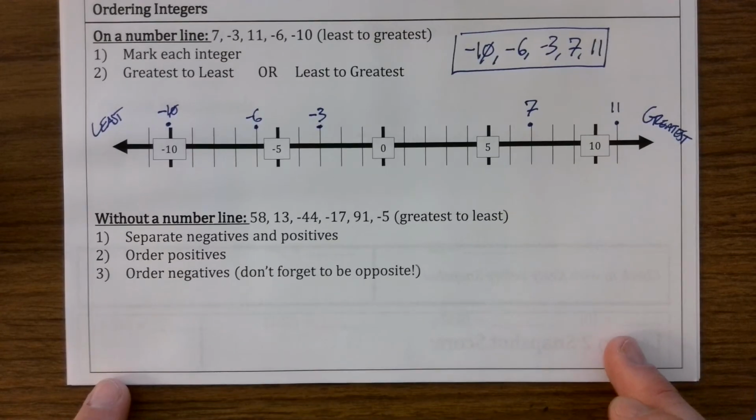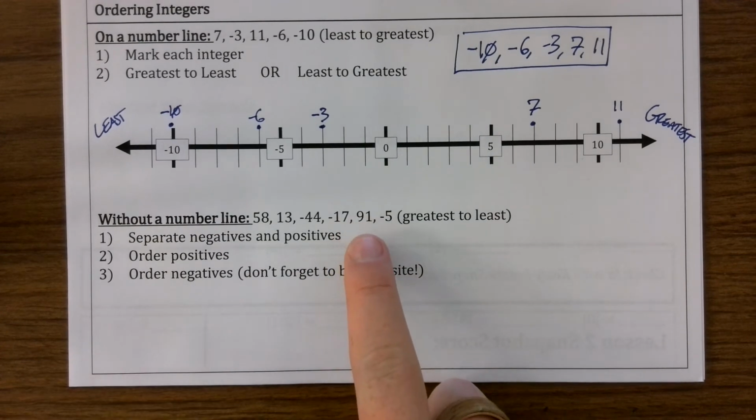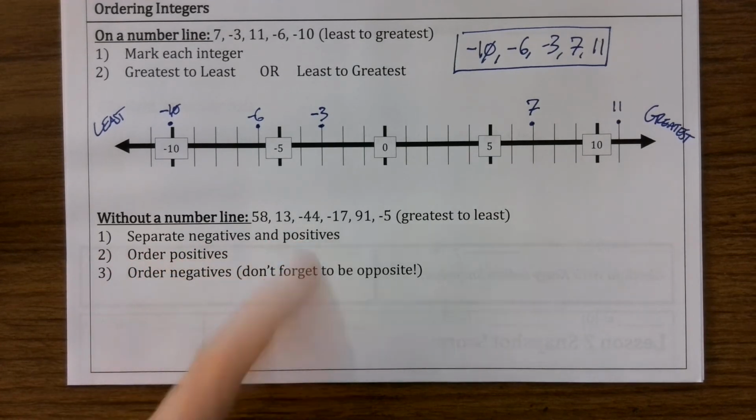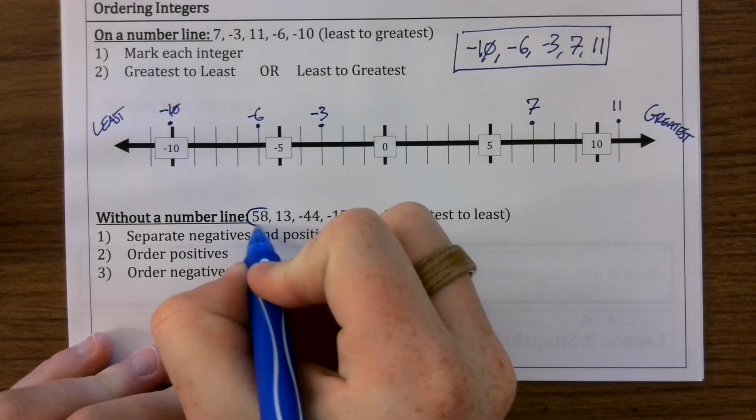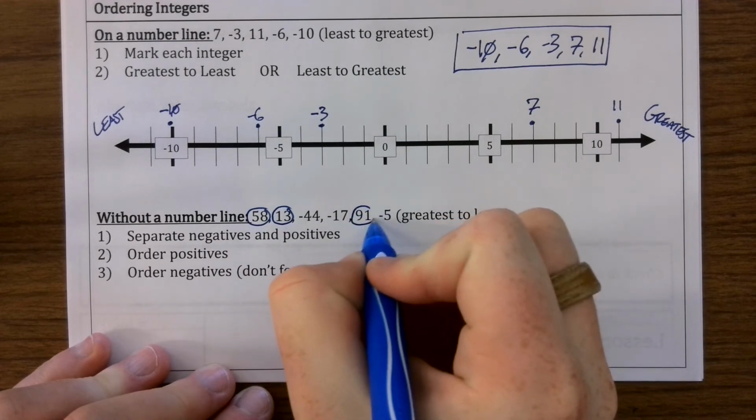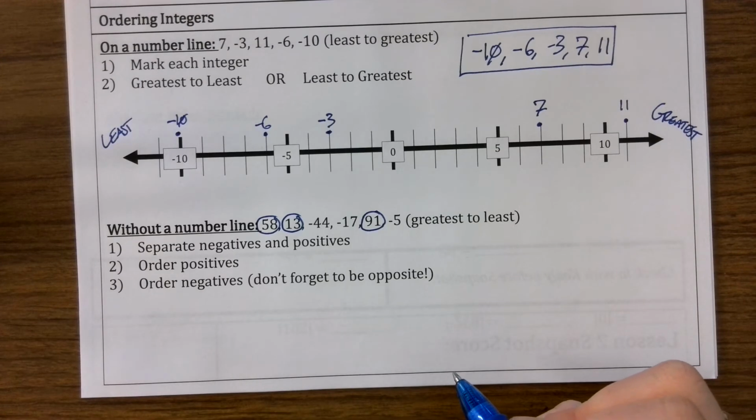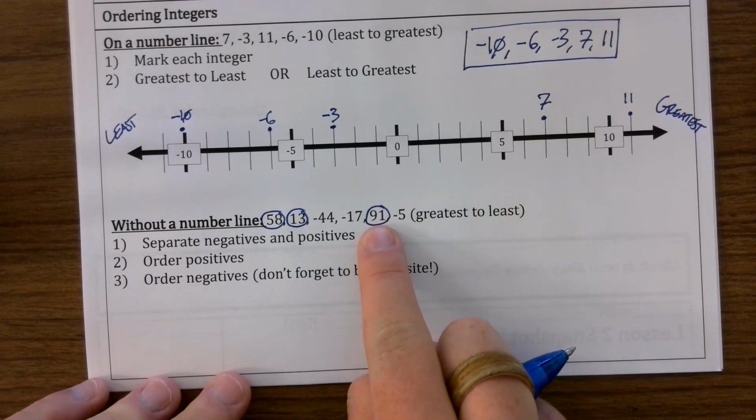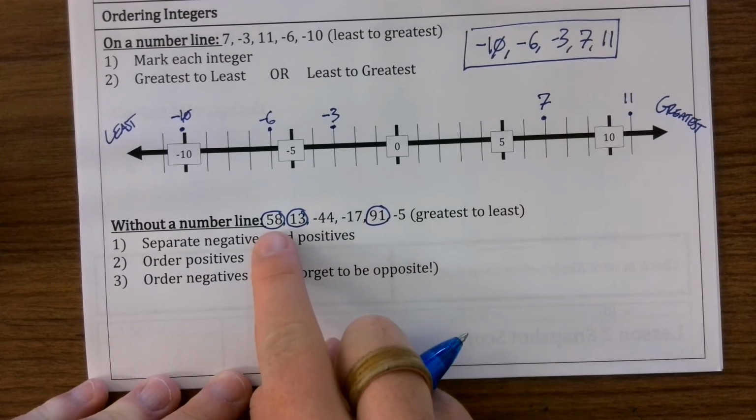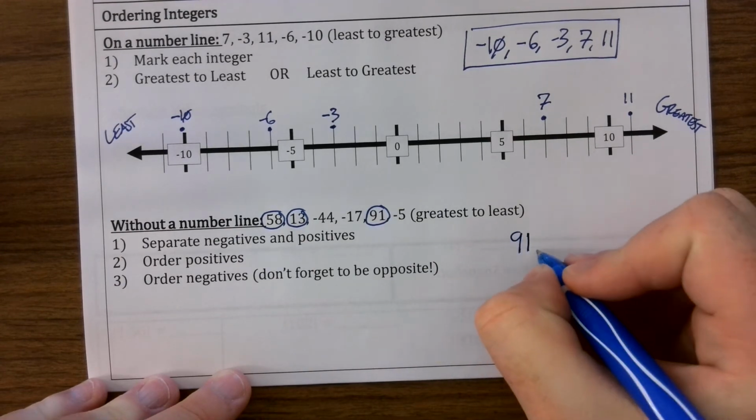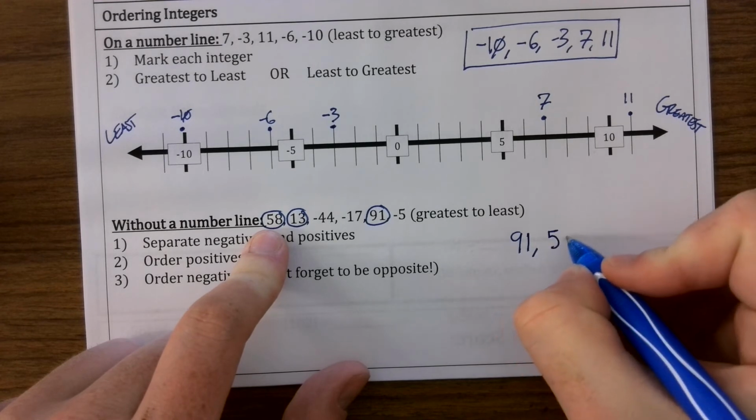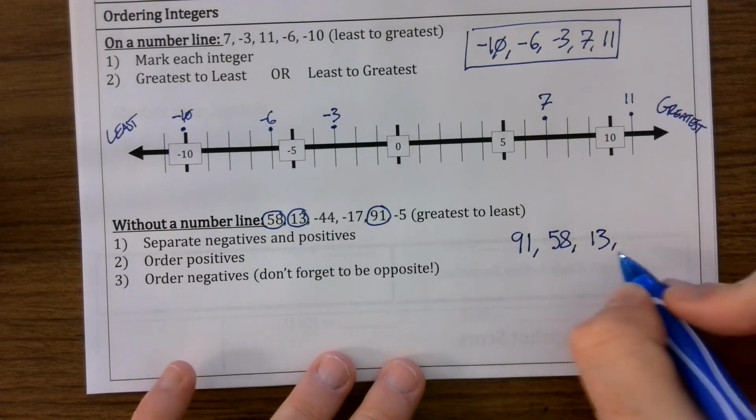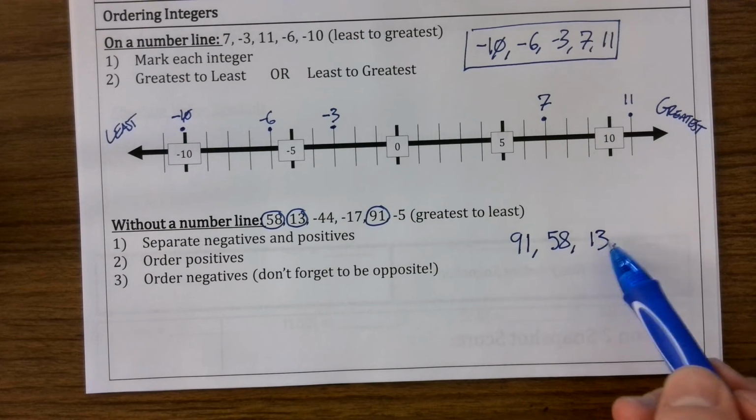Now, what happens though if you don't have a number line, or you have numbers like 91 that are too big to put on a number line? The easiest thing to do is to first separate negatives and positives. So I'm going to circle our positives, 58, 13, and 91. And I'm going to order those first. I know we're going greatest to least, so I'm going to start with my biggest integer. 91 is bigger than 58 and 13, so I'm going to put 91 right there. Next we have 58, and then 13. So there's our positive integers ordered from greatest, 91, to least, 13.